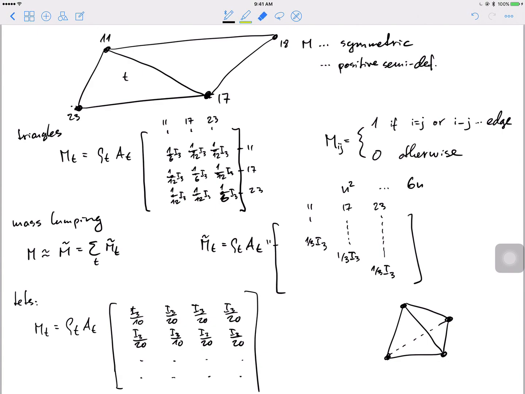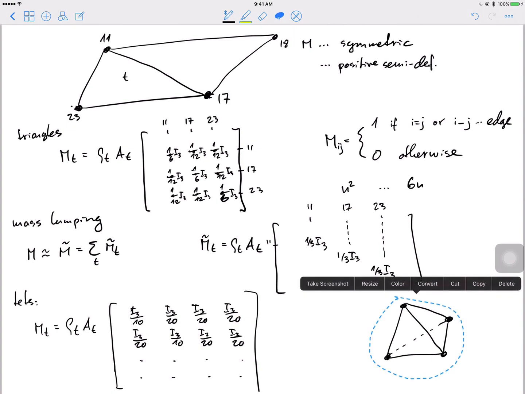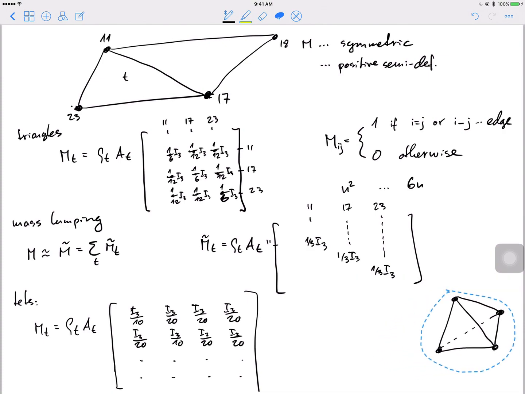Okay? If you do the lumping here, then you approximate this with rho t, a t, and guess how much this is if you lump it. You do 3 divided by 20 plus 2 divided by 20, so you have 5/20, which is 1/4, okay? So we'll get 1/4 of I3, 1/4 of I3, and two other ones, okay? That's the lumping for the case of tetrahedrons.